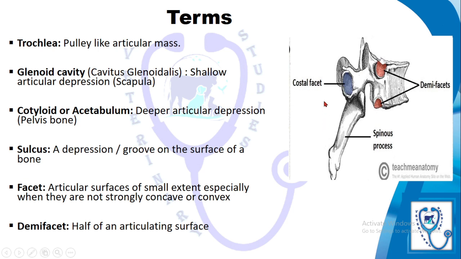This is another picture of a vertebra. This is a costal facet. This one is a semifacet, and this facet is facing toward another vertebra bone.